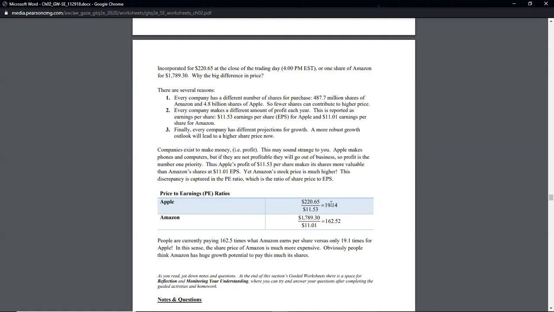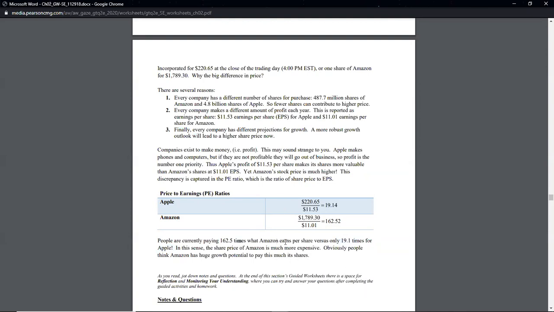But again, the fact that the PE ratio is 20 and 160, what this is saying is that people are paying 162.5 times what Amazon earns per share versus only 19 times per share in Apple. So the idea there is that people are overvaluing Amazon in one way, because they're paying 162 times what it's earning, whereas Apple's only paying 19 times what it's earning. Now, again, that doesn't mean that the company can't just keep kicking butt and making people scratch their heads and going, why is this still happening?